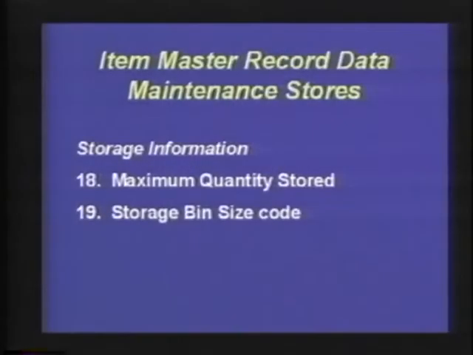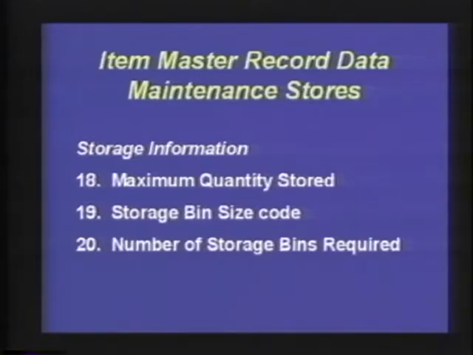Item 19 pertains to the storage bin size code, and that is specifically what I alluded to a moment ago in item number 18, and that is the storage bin number. So for every conceivable type of storage bin that we use within a storeroom, we're going to have a specific code tied in with that, and that code goes into the item master record for that particular item. So we have a consistent way of storing material within the storeroom.